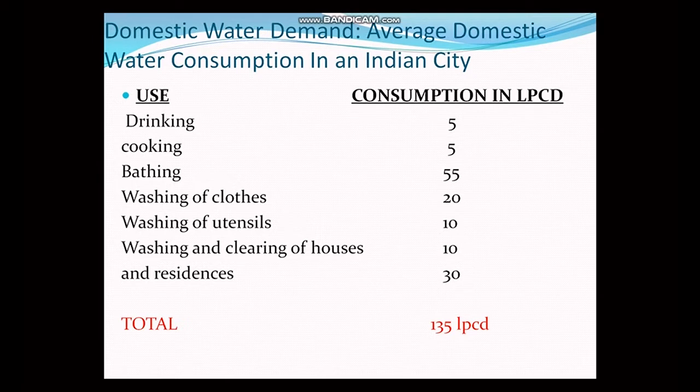Altogether, the daily domestic water consumption is around 135 LPCD, that is 135 liters per capita demand, which is required for the daily purposes per head. Please keep in mind that this 135 LPCD is required per head on a daily basis.